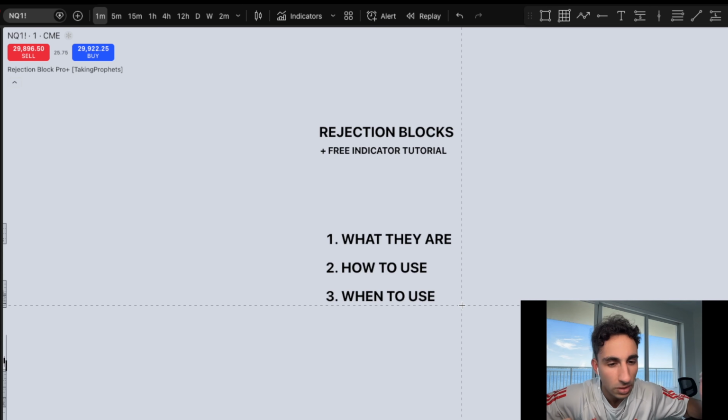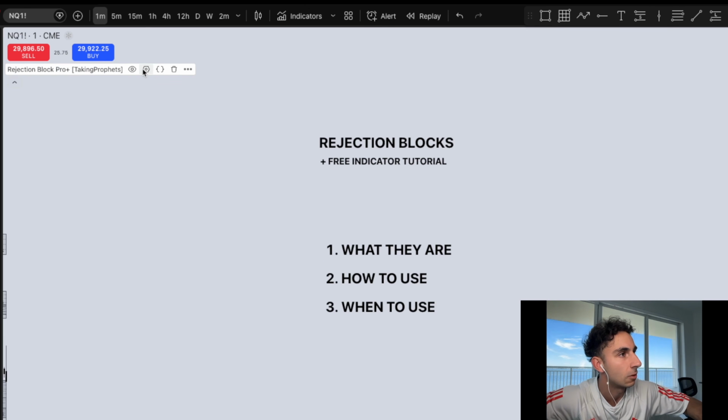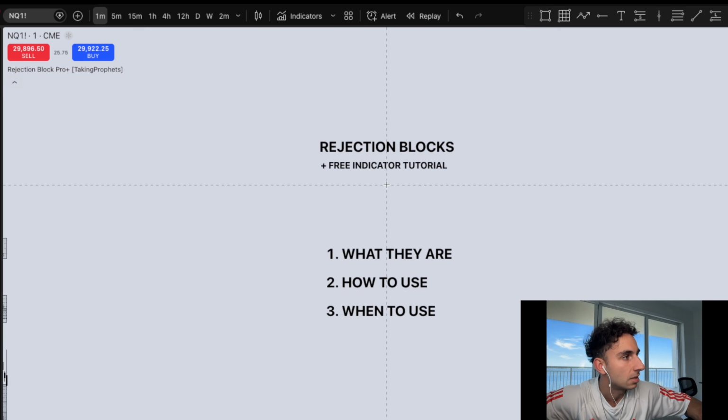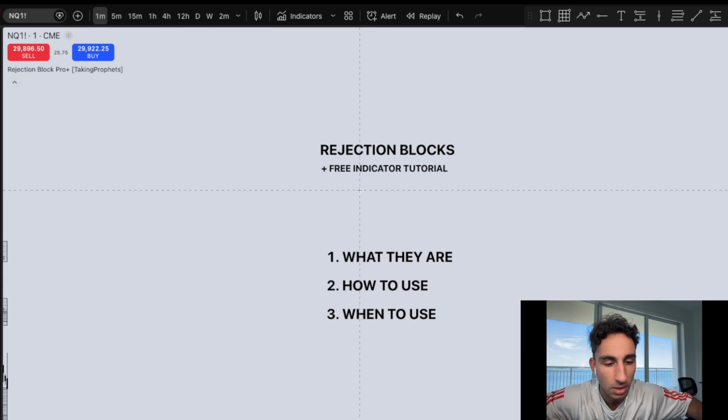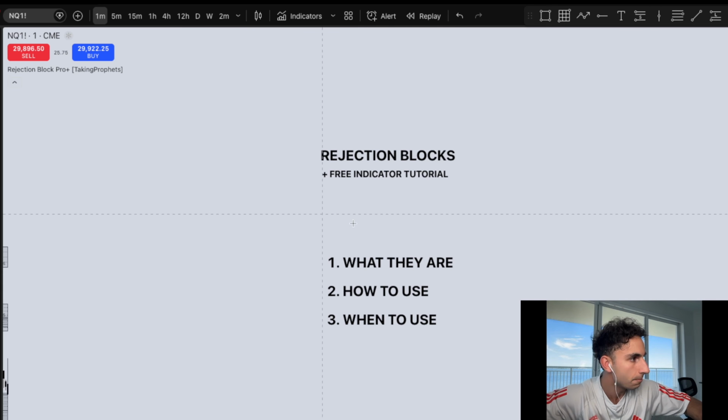I'm going to teach you exactly how I use them, because I'm not one of those people who top and bottom ticks. I'm really waiting for more confirmation, but I use rejection blocks as an extra confluence, similar to OTE, which I went over yesterday. I'll also use rejection blocks as an added confluence behind my trades. I also want to go over the free indicator. We do have a rejection block indicator on TradingView, but I'm going to explain the concept first, so that way you best know how to use the indicator, and I'll teach you how to set that up as well.